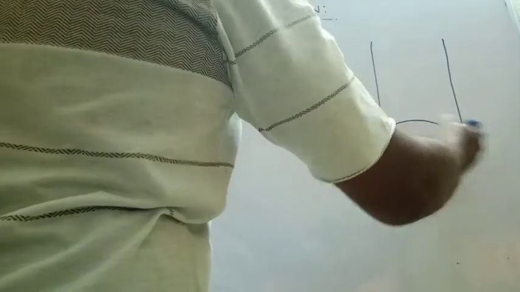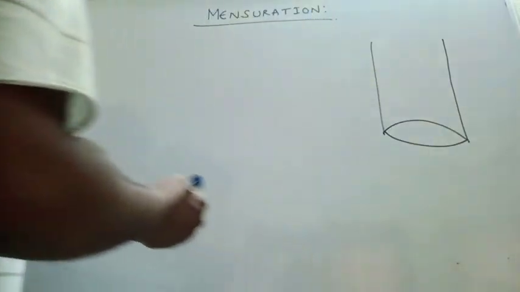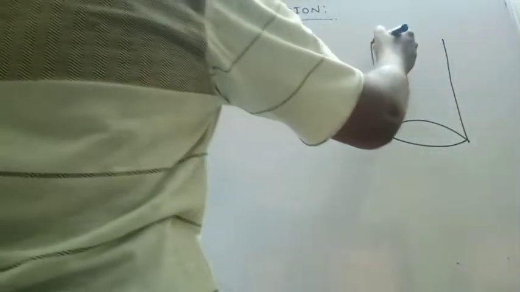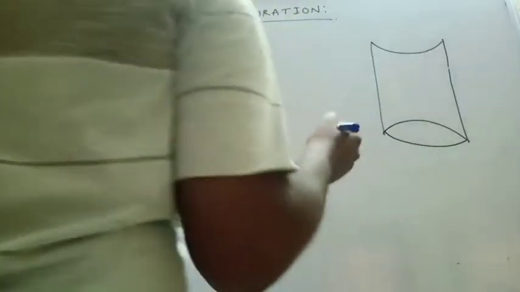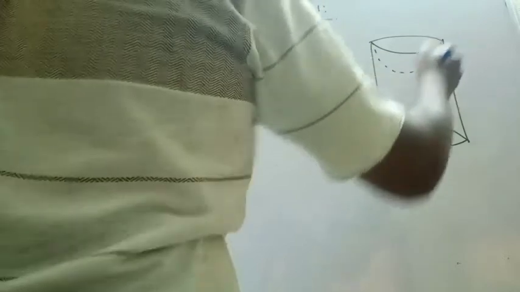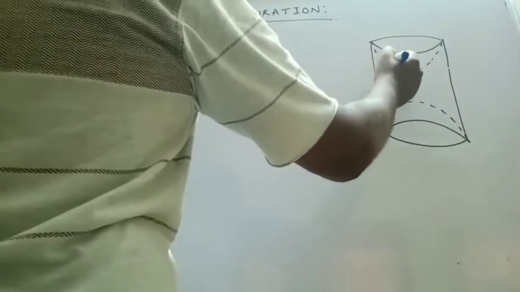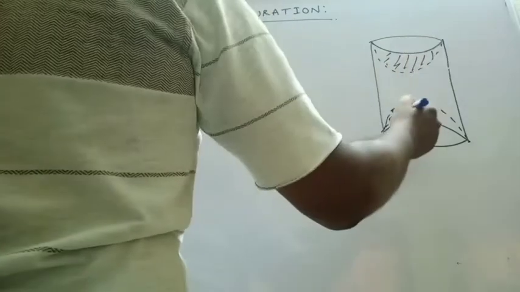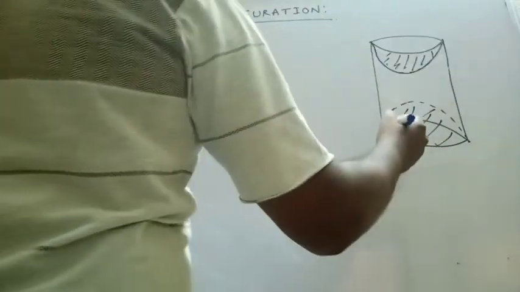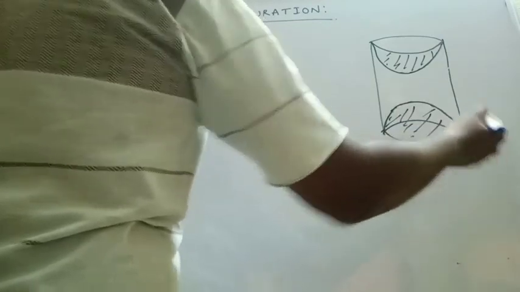See, my dear students, in this problem they have given a right circular cylinder. They scooped out a hemisphere here, and another hemisphere they scooped out like this. Scooped out means they have dug out a hemisphere like this.